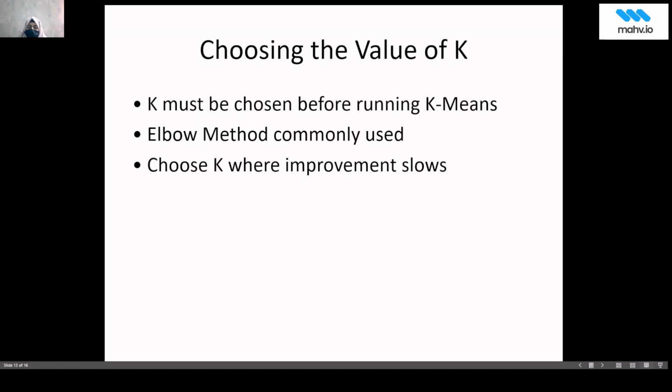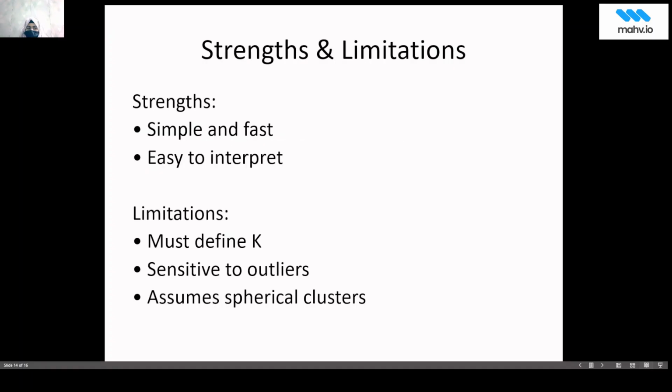So, choosing the value of k. K must be chosen before running k-means. Before running the k-means algorithm, you have to tell it how many clusters you want to use. Basically, the elbow method is commonly used there. So choose k where improvements slow.